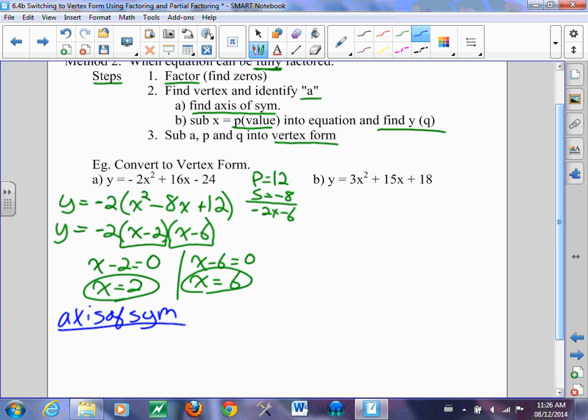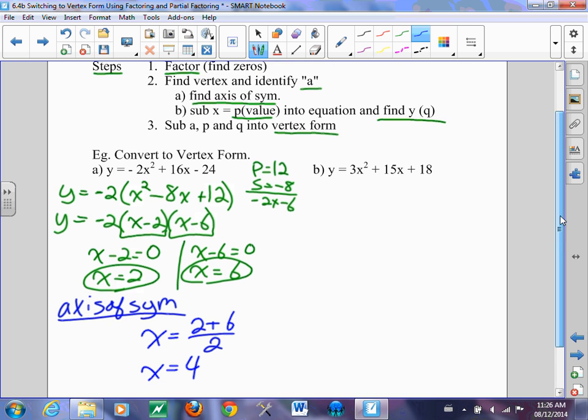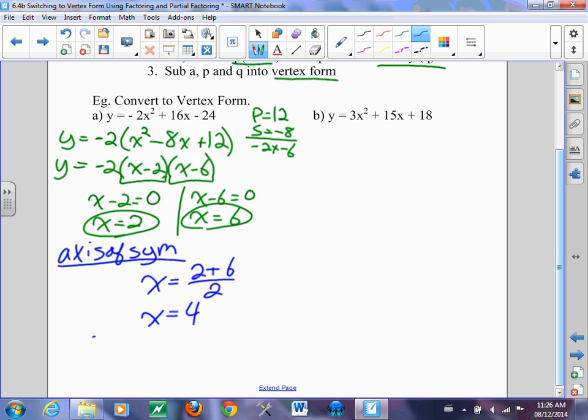So to find the axis of symmetry, you add those up and divide by 2. So x in this case is going to equal 4. So what do we know already, folks? So therefore, p equals 4. So we know that part already. Okay, what else do we know? We know a equals what value, folks? -2. So we've got a, we've got p. The only other thing we need to find is q.